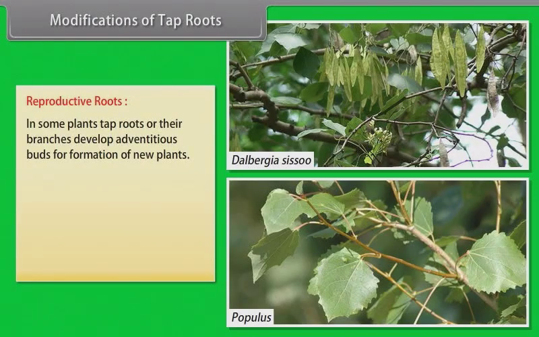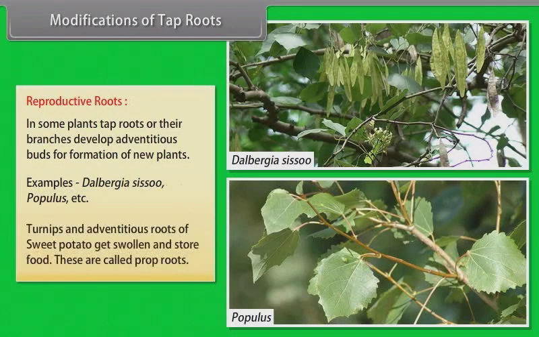Reproductive roots. In some plants, taproots or their branches develop adventitious buds for formation of new plants. Examples, Dalbergia sissoo, Populus, etc. Turnips and adventitious roots of sweet potato get swollen and store food. These are called prop roots.